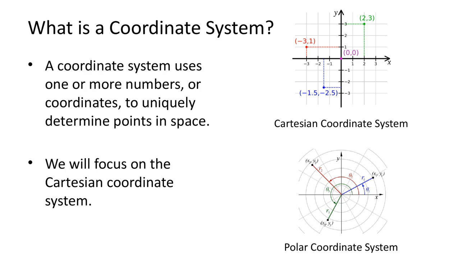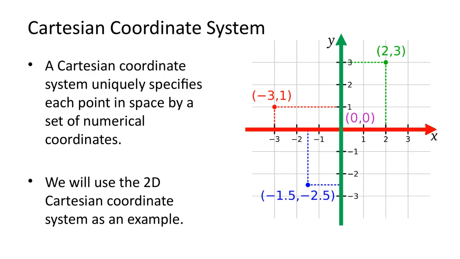There are many different types of coordinate systems for different purposes. In this video, we will be focusing on the Cartesian coordinate system. The Cartesian coordinate system uses a sequence of numbers to uniquely determine points in space. Cartesian coordinate systems can be 2D or 3D. In many of the slides we'll use 2D examples, since it is easier to visualize. You can simply assume that the z-coordinate is 0. In these slides, the x-axis is shown in red, and the y-axis in green.